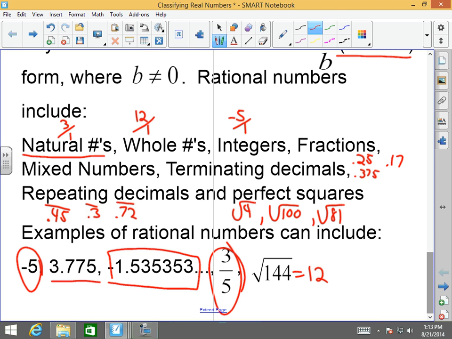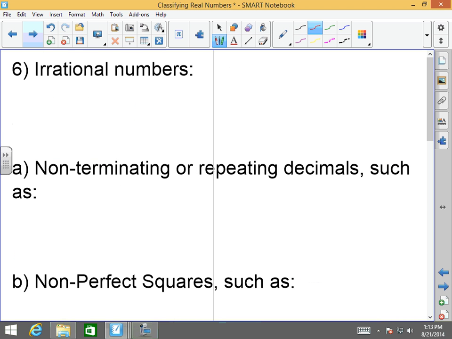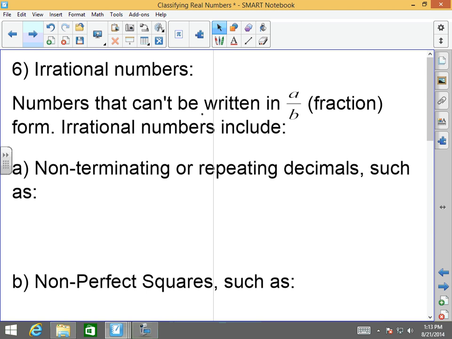May I continue, boys? Okay. Now, irrational numbers. Irrational numbers are numbers that cannot be written in a over b or fraction form. They cannot. Irrational numbers cannot be written in fraction form.